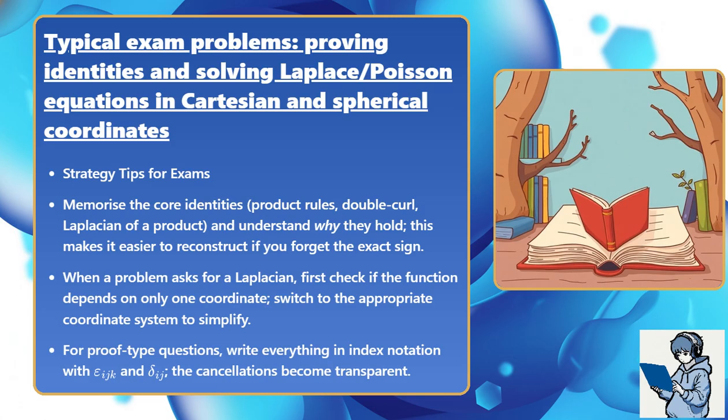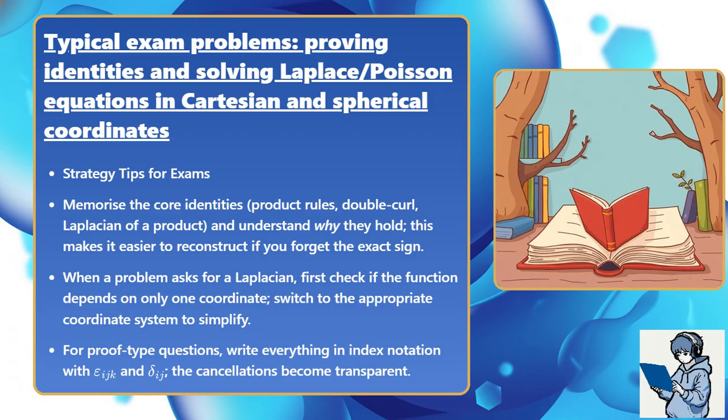Strategy tips for exams. Memorize the core identities: product rules, double curl, Laplacian of a product, and understand why they hold. This makes it easier to reconstruct if you forget the exact sign. When a problem asks for a Laplacian, first check if the function depends on only one coordinate. Switch to the appropriate coordinate system to simplify.